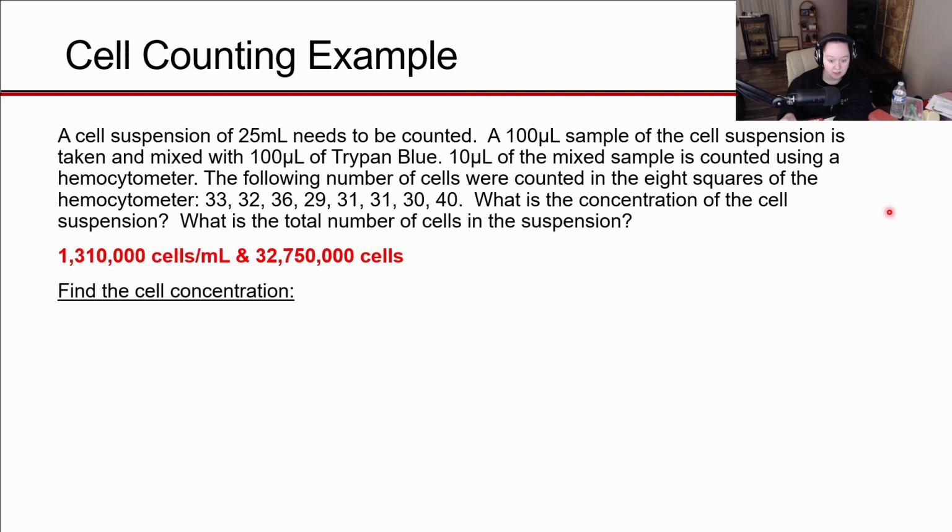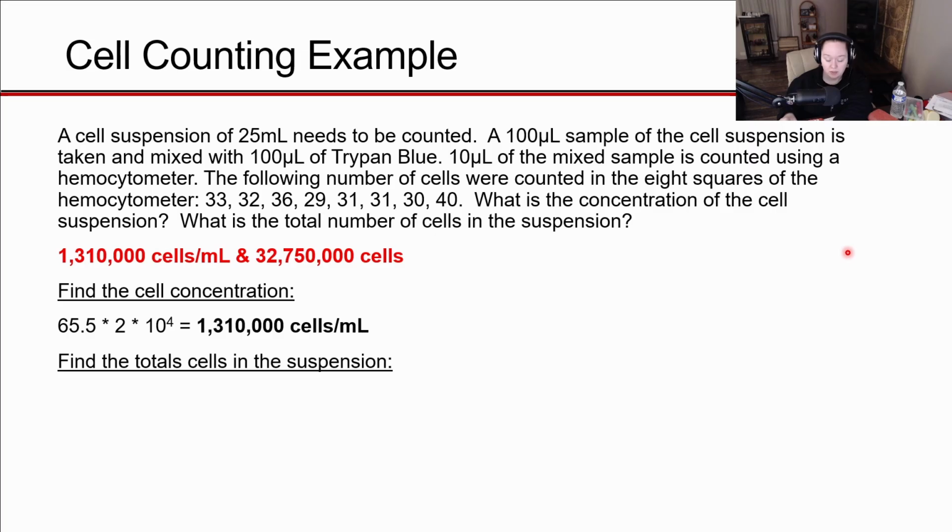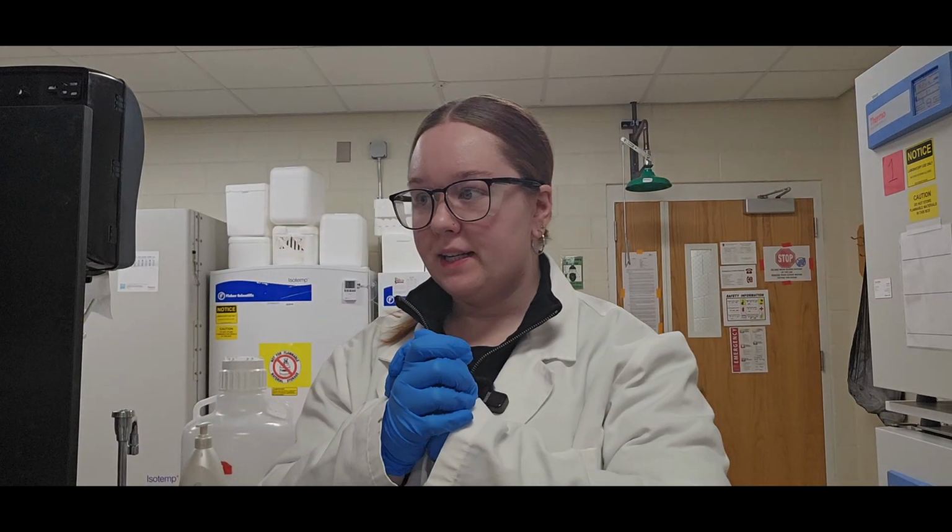Next, you can find the cell concentration. So using the formula I showed before, 65.5 times 2 times 10 to the 4th, this is how many cells per milliliter you have in your cell suspension. Then to find the total cells in the suspension, take that number and you multiply it to what the sample came from, which was 25 milliliters total. This gives you how many cells are in the cell suspension, which is 32,750,000 cells. Now I'm going to show you what automatic cell counting looks like.